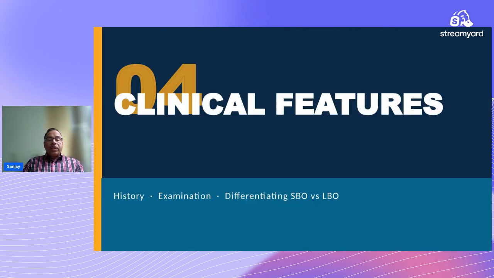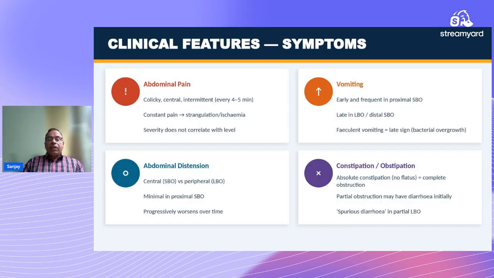Now we'll come to the clinical features. Basically, we'll be dealing with the history, the examination of the abdomen, and how to differentiate between a small bowel and a large bowel obstruction. Clinical features typically are the four typical symptoms and signs.